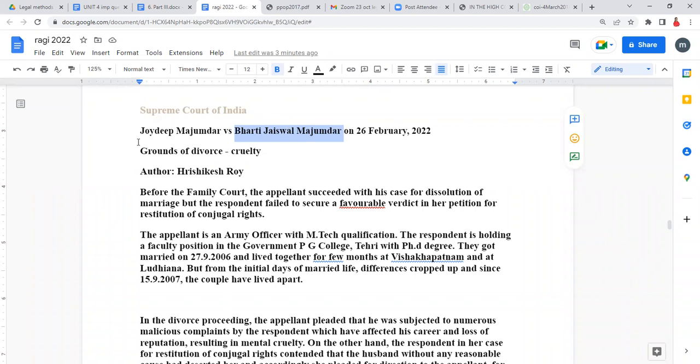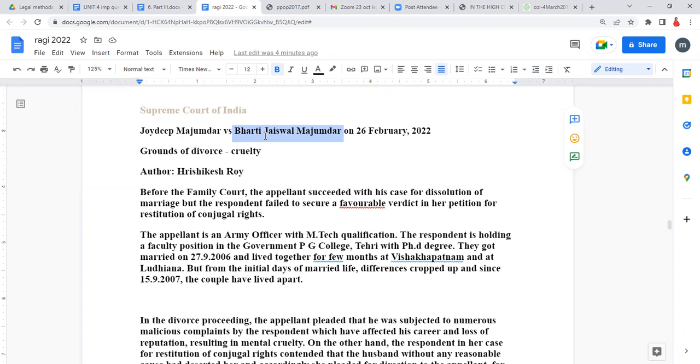So what the lower court did is, the lower court accepted this particular application which was filed by the husband, and said that yes, it is actually mental cruelty, what the wife is doing, that she is filing complaints after complaints and that is affecting his reputation, that is affecting his career and stuff. That actually is mental cruelty, and the divorce application was accepted. Okay, after that, the wife went to the High Court and the High Court gave a decision in favor of the wife.